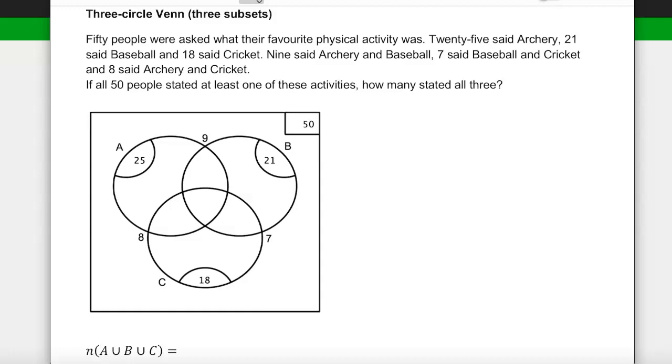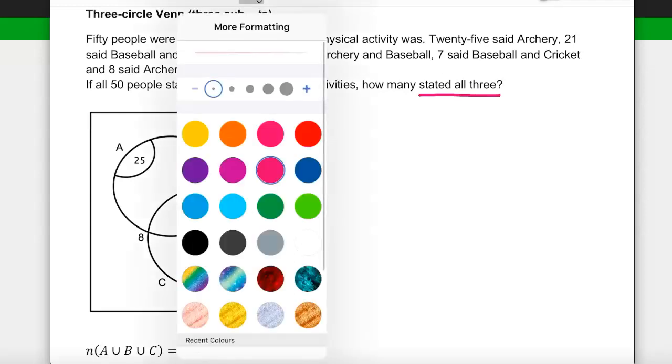9 said archery and baseball. So I've placed that 9 just in this crevice here, which is going to represent this whole intersection between archery and baseball. We've got 7 who said baseball and cricket, and 8 said archery and cricket. Just make sure you can identify those numbers on the Venn diagram. All 50 people stated at least one of these activities, so how many stated all 3? So a slight change to finding the union here, we're going to try and find the intersection of all 3.